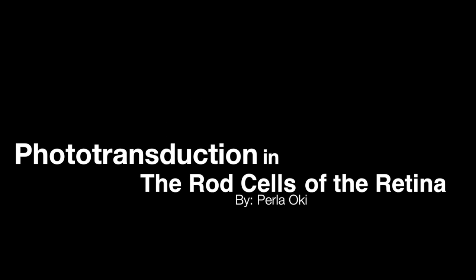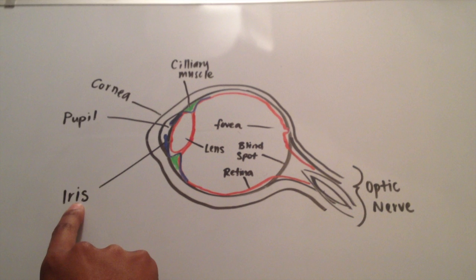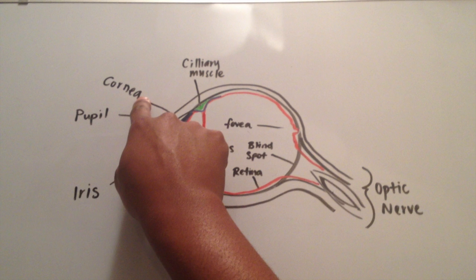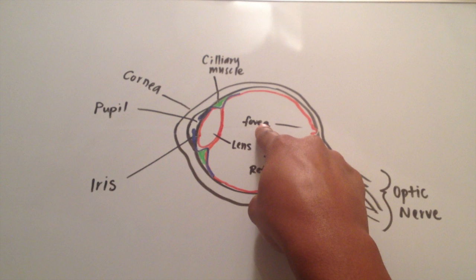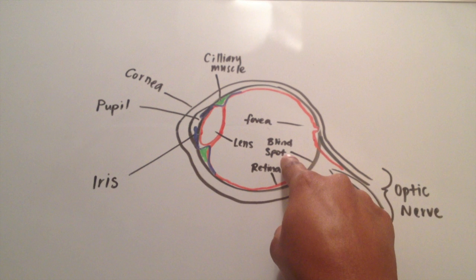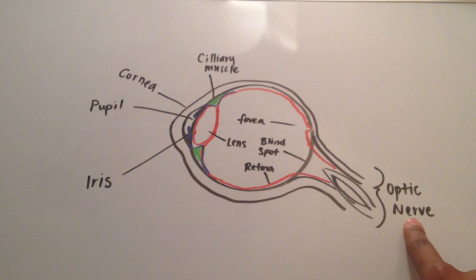Today we're going to talk about phototransduction in the rod cells of the retina, starting with the eye. The many different parts of the eye are the iris, the pupil, the cornea, the ciliary muscle, the fovea, which is where vision is sharpest, the lens, the blind spot, the retina or tunic layer, which is the innermost layer of the eye and what contains rods and cones, and the optic nerve.